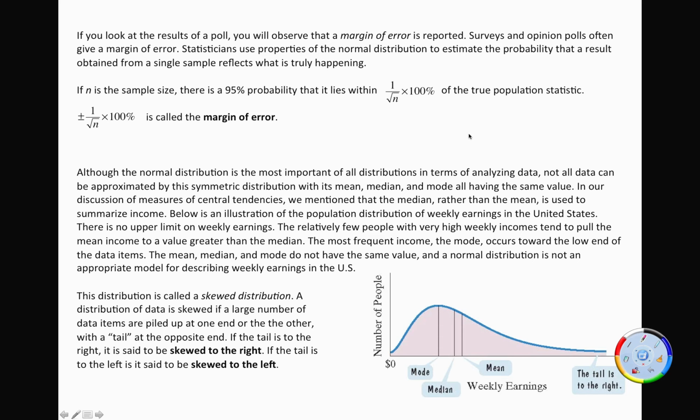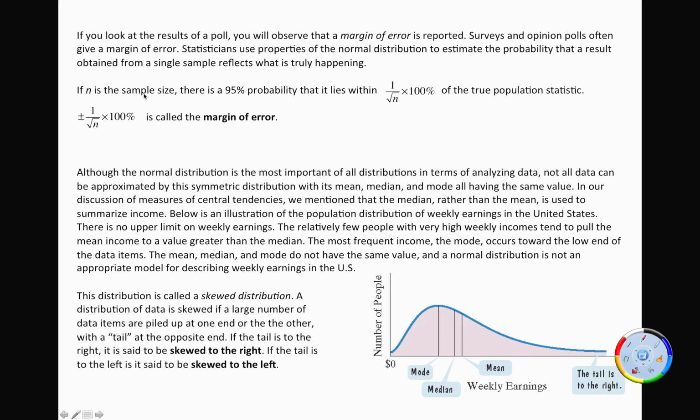If you look at the results of a poll, you will observe that a margin of error is reported. Surveys and opinion polls often give a margin of error. Statisticians use properties of the normal distribution to estimate the probability that a result obtained from a single sample reflects what is truly happening. And here's our little formula.